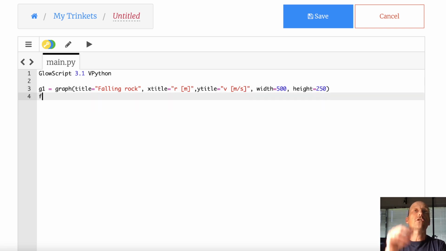Now I need a function to plot in that graph, so I'm going to say F1 equals gcurve, color equals color.blue. I like blue. I don't know why. Blue just always works for me.